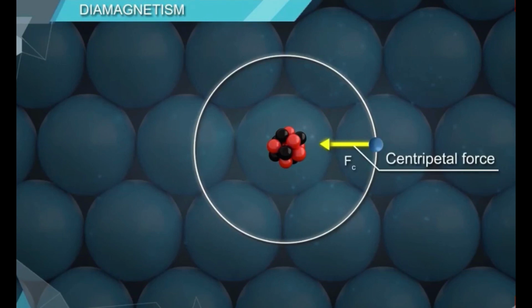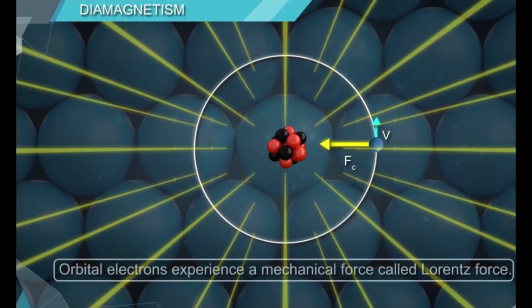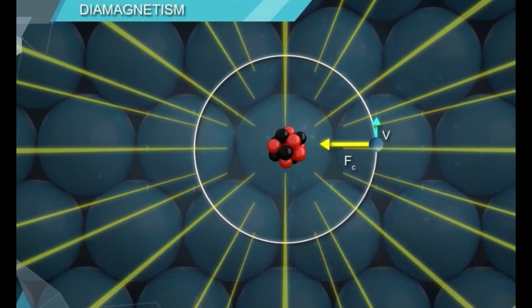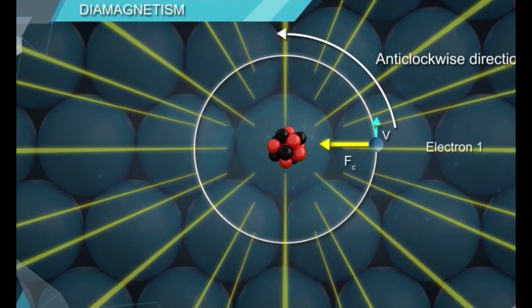Also, the velocity of the electron depends on the magnitude of the centripetal force acting on it. When the diamagnetic material is placed in an external magnetic field, each of the orbital electrons experiences a mechanical force called Lorentz force. The direction of the Lorentz force depends upon whether the electron is moving in a clockwise or anti-clockwise direction. If the electron is moving in an anti-clockwise direction, the Lorentz force acting on the electron will be in a radially outward direction.